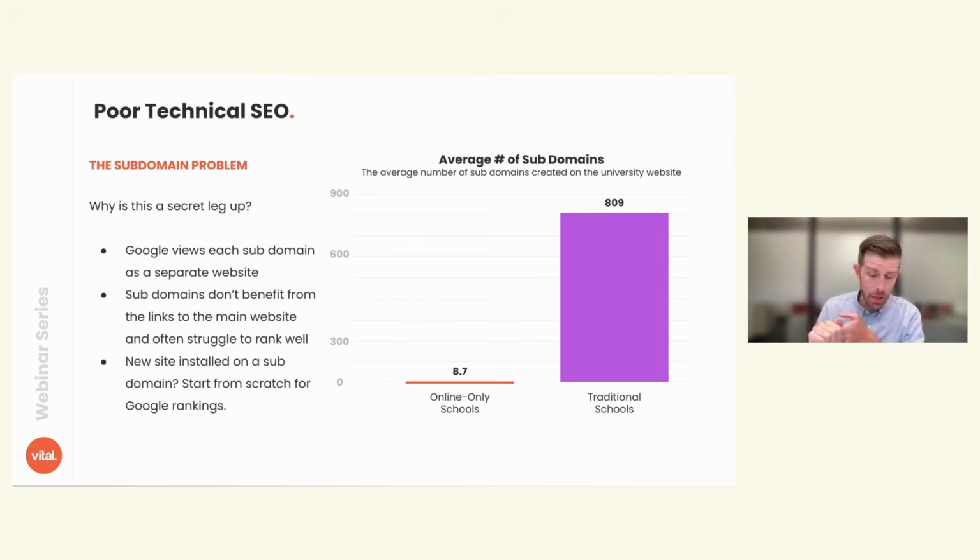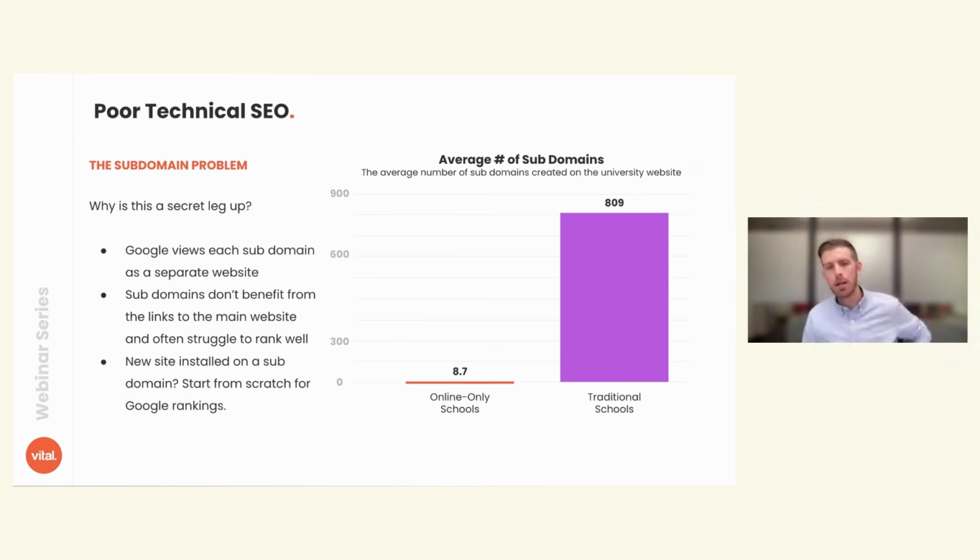And so if you install a brand new subdomain, in Google's eyes, you are starting from scratch. That is a brand new website, and that is not associated with that root domain. And so they don't know you from anything. So you've got to start from scratch. You've got to build every single link. You have to build up your authority. And basically, you're not going to rank until you build up significant authority to that subdomain.